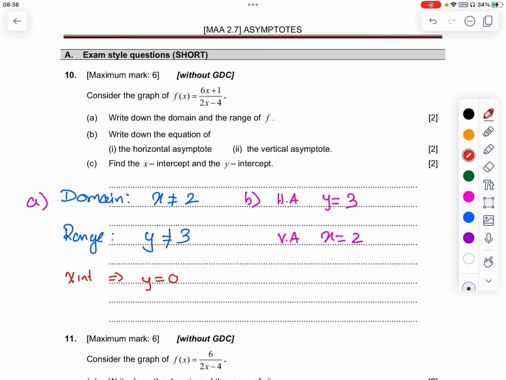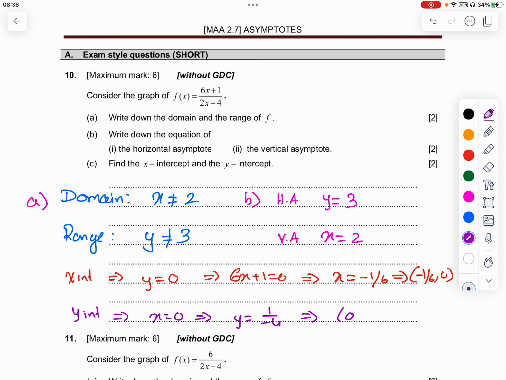But we know that. So what does it become? 6x plus 1 equals 0. It implies x equals negative 1 upon 6. So what is the point? Negative 1 upon 6 comma 0. Now y-intercept. Y-intercept means nothing but what? X equals 0. It implies y equals 1 upon negative 4. So what is the point? 0 comma minus 1 upon 4.